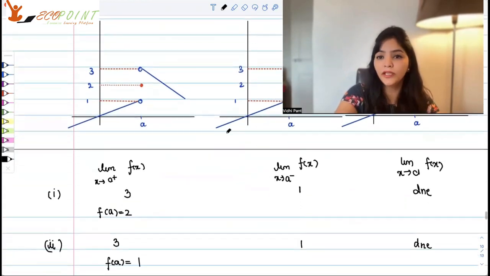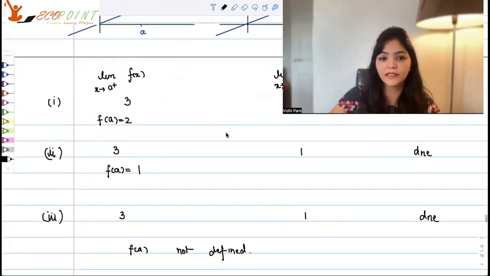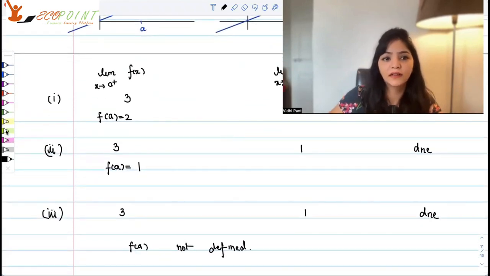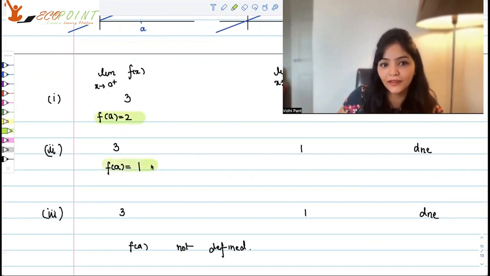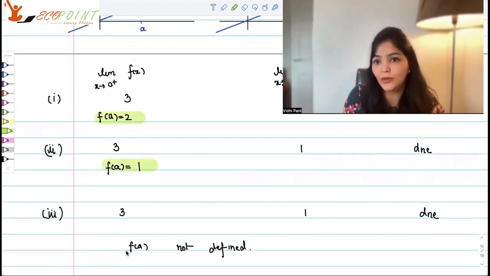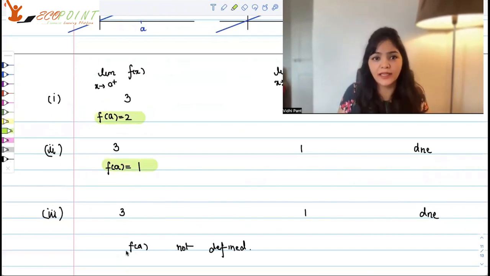The learning point that you get from this example is that in all the three cases, the value of the function at a were different. And the value of the function, even when f is attaining a value at a, does not guarantee existence of the limit. That's a very, very important point and takeaway from this question, okay?